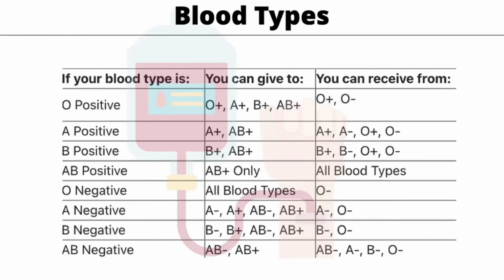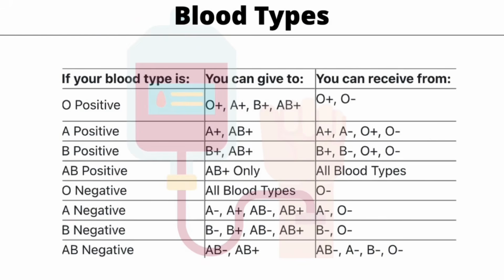Blood types. If your blood is O positive, you can give blood to O positive individuals, A positive, B positive, and AB positive individuals, but you can only receive from O positive and O negative people. If you are A positive, you can give to A positive yourself and AB positive, but you can only receive from A positive, A negative, O positive, and O negative. If your blood is B positive, you can give to B positive individuals and AB positive blood types, but you can only receive from B positive, B negative, O positive, and O negative.